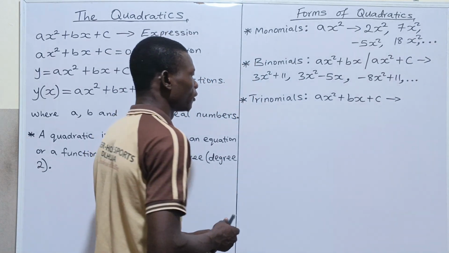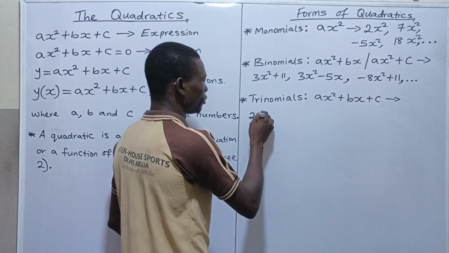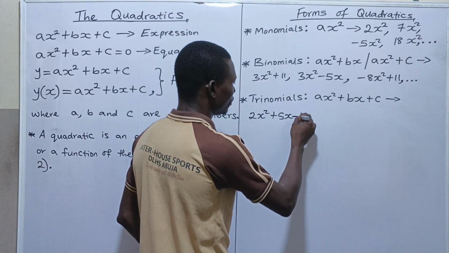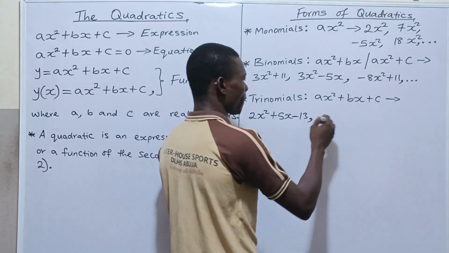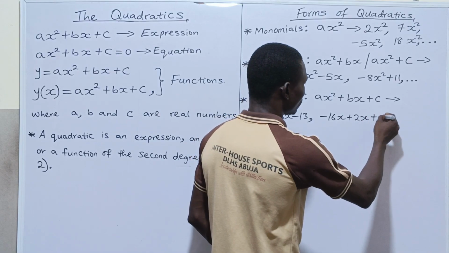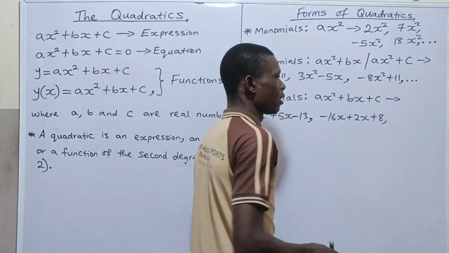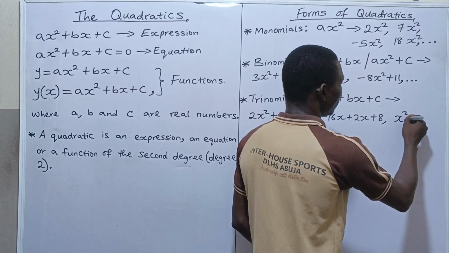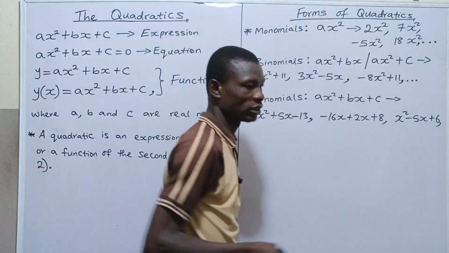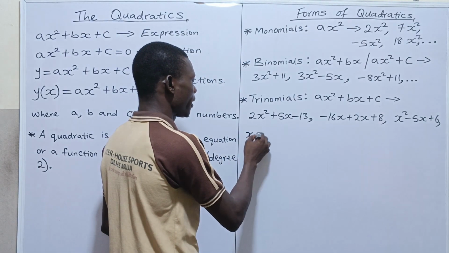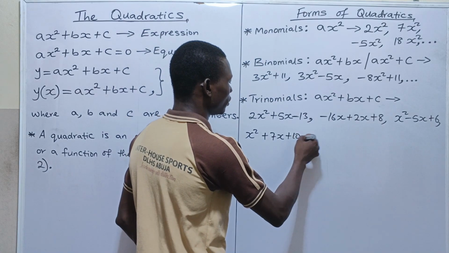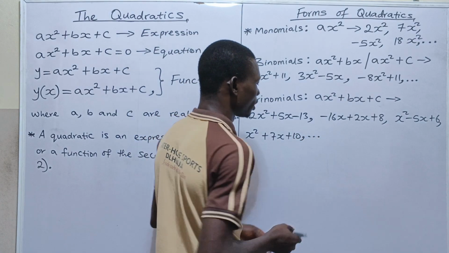So examples of quadratic trinomials can be 2x squared plus 5x minus 13, or minus 16x squared plus 2x plus what? 8. That's also a quadratic trinomial. Or x squared minus 5x plus 6. This is also what? A quadratic trinomial. Or x squared plus 7x and then plus 10. Also a quadratic expression or a quadratic trinomial.